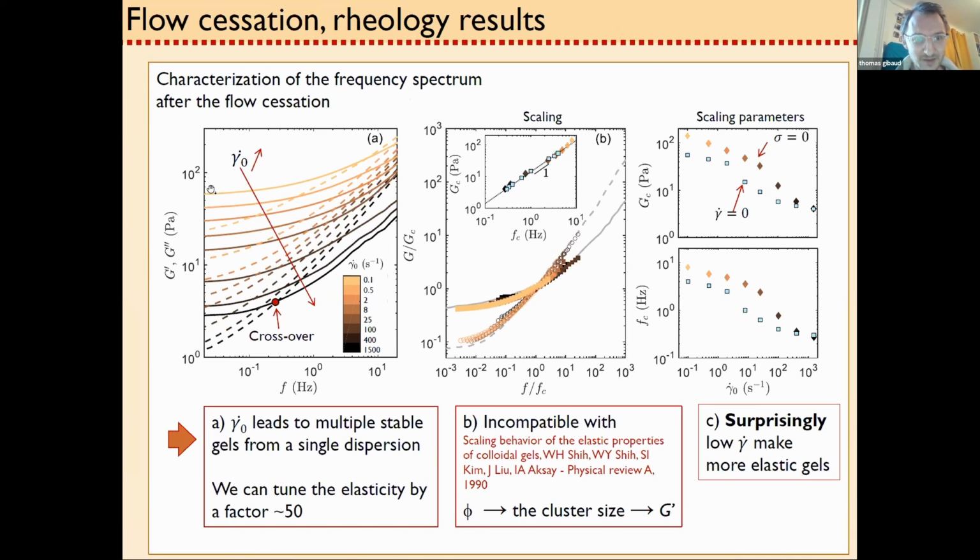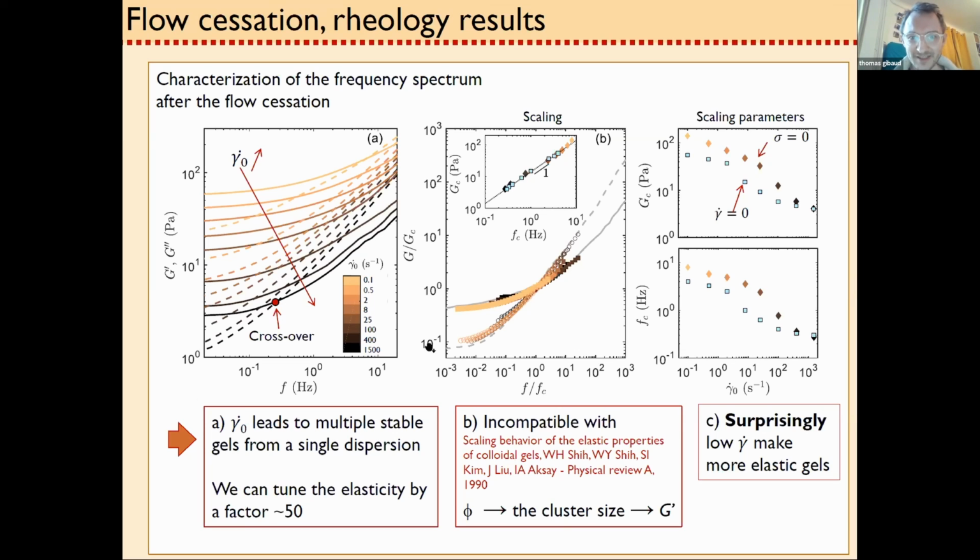You see that G prime will drop by a factor of almost 50, depending on the shear rate, and that the crossover point is also shifted by a factor of 50, depending on the shear rate.